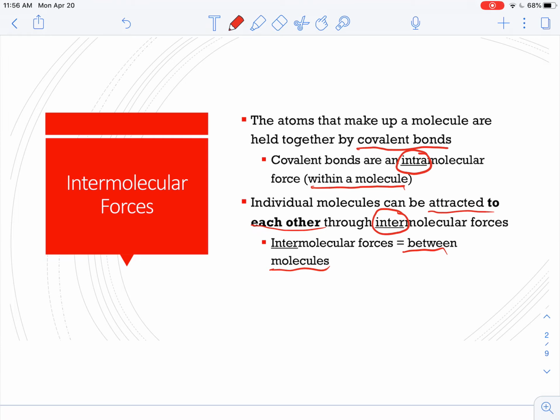So the way we can remember intra versus inter is if we think about, say, an interstate highway, a highway such as I-95, that connects Maryland to Virginia and many of the other states along the East Coast. Our interstate highway connects multiple states.